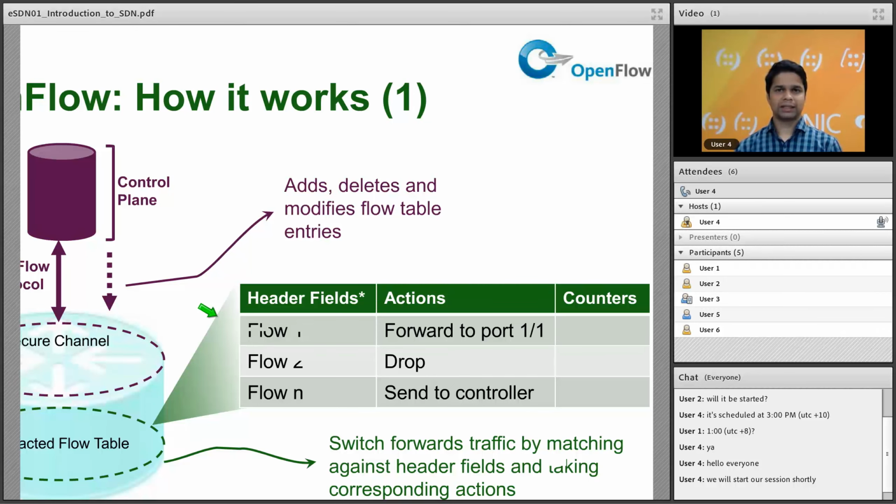So as I said, when a packet enters the switch, it parses the header, and the header fields are looked up in the flow table. If it does match, it performs the associated action. If there is no entry, it depends on the flow table whether it drops the packet or sends it to the controller, right?